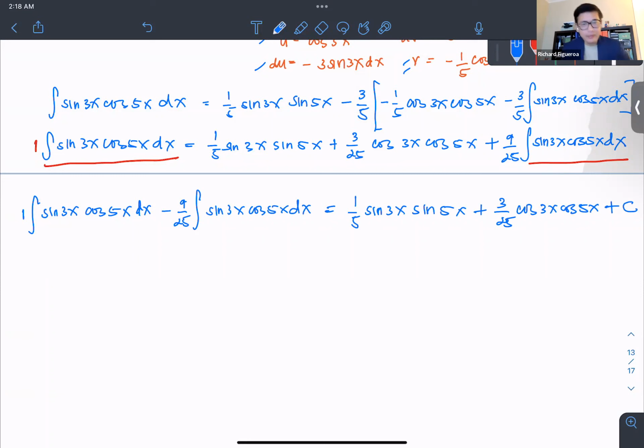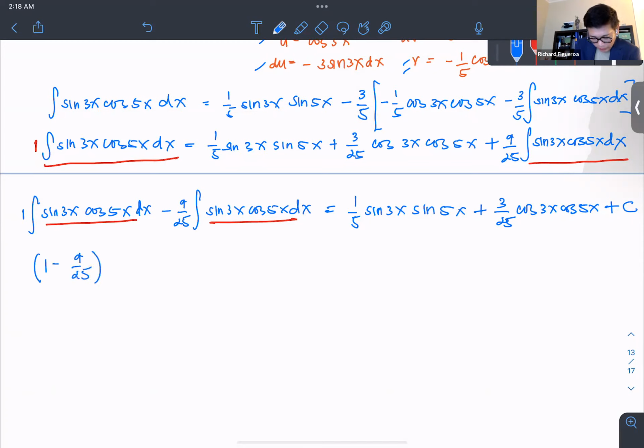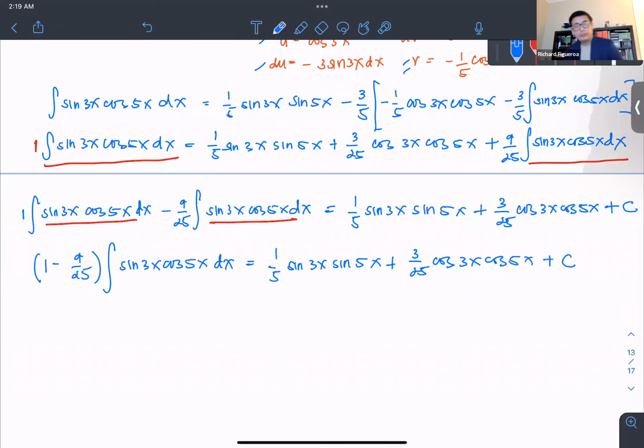We just need to combine the coefficient here. Since the two integrands are just the same and only the coefficient is different, we can factor that out. So that is 1 minus 9 all over 25, then the integral of sine 3x cosine 5x dx equals 1 over 5 sine 3x sine 5x plus 3 all over 25 cosine 3x cosine 5x plus c.